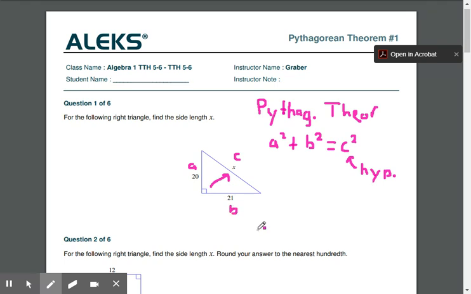So to solve this for x, we're going to put 20 and 21 in for A and B, put x in for C. So we have 20 squared plus 21 squared is equal to x squared.